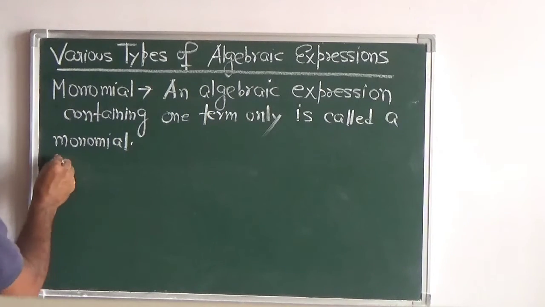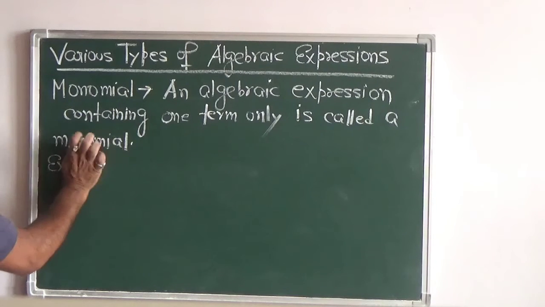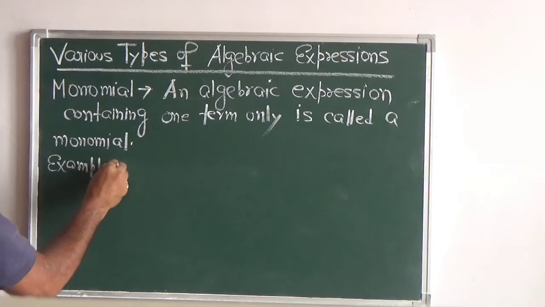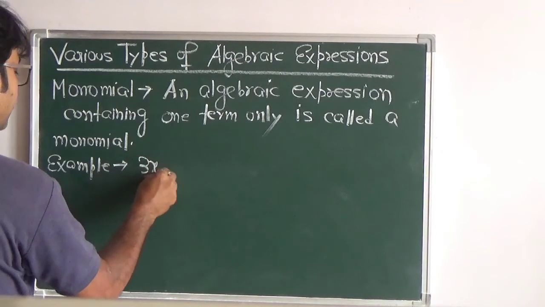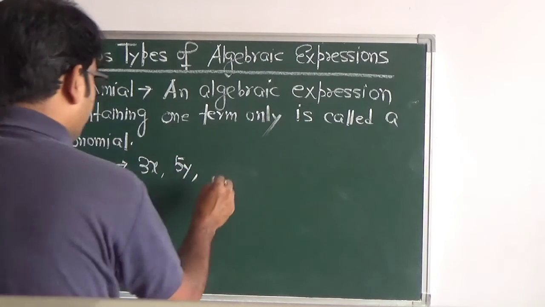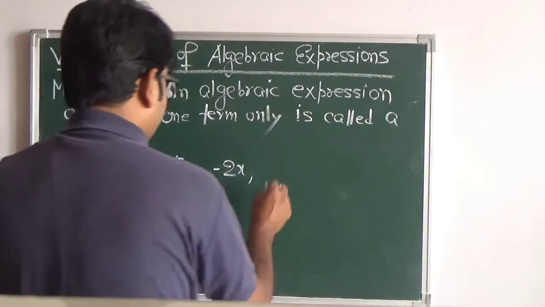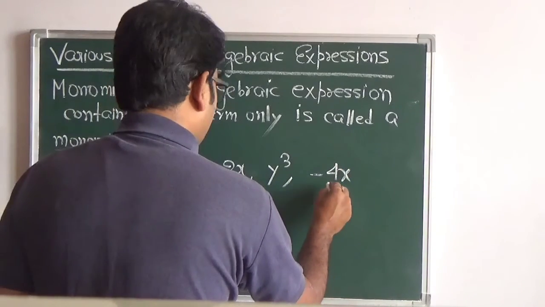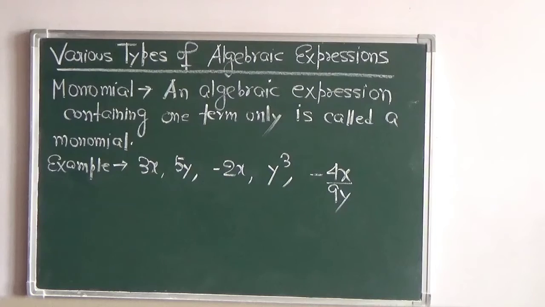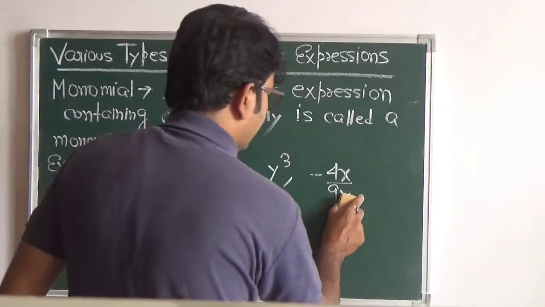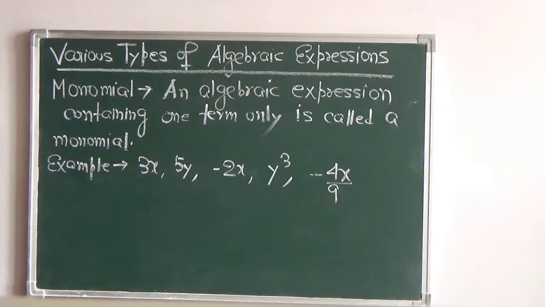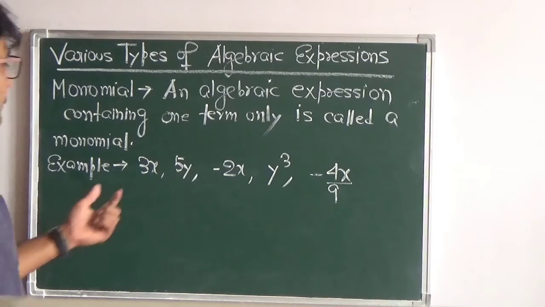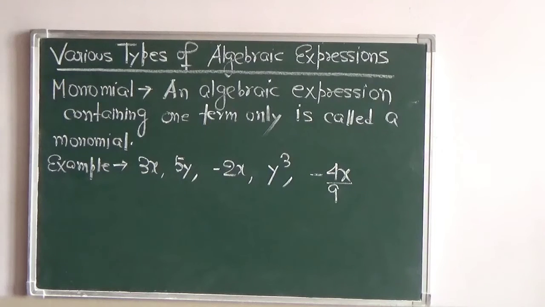For example, we can take like 3x, 5y, minus 2x y cube, minus 4x by 9y. So these are all monomials because each contains only a single term. So any algebraic expression, if it contains only one single term, then that is called a monomial.